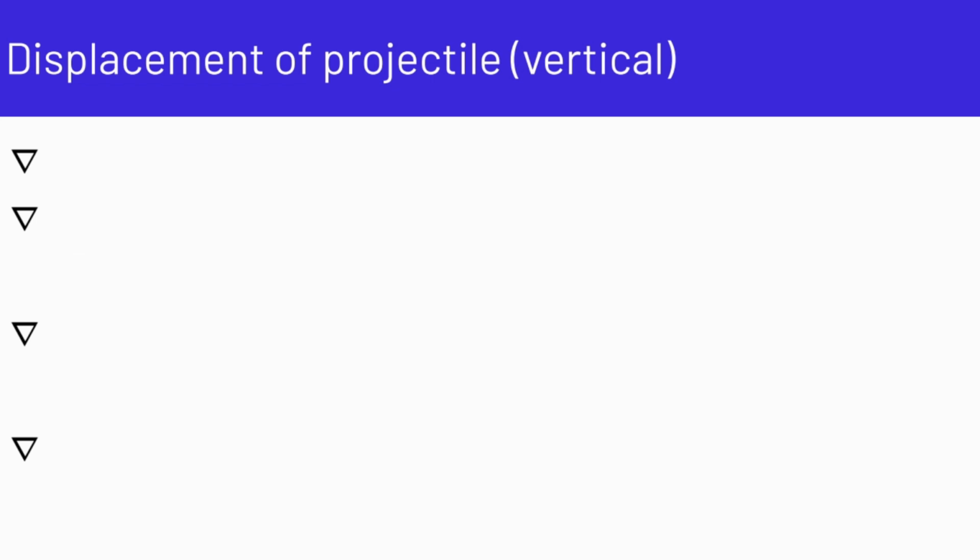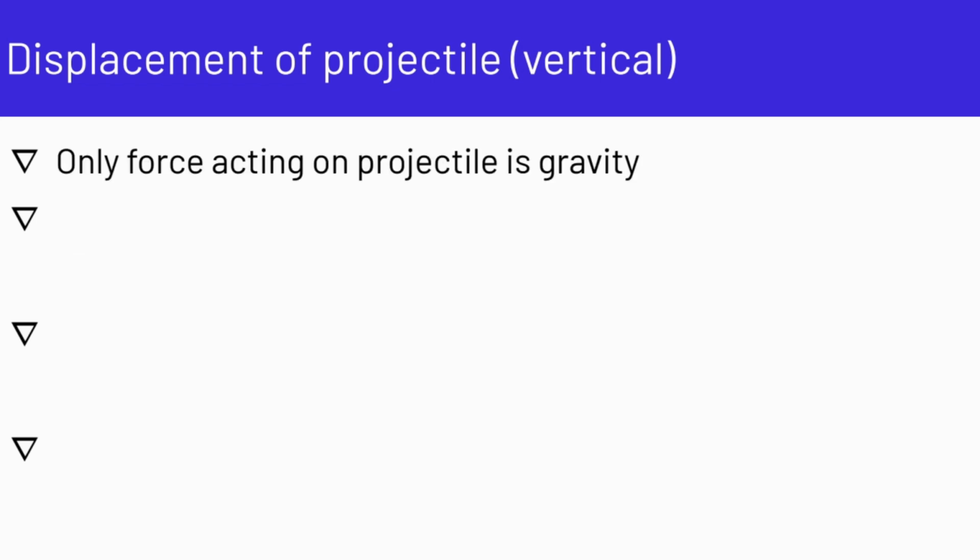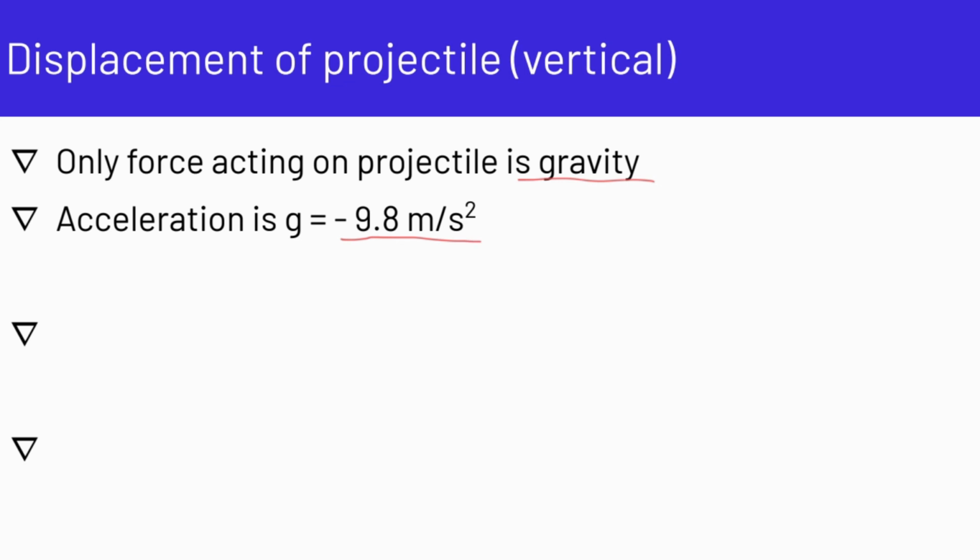The vertical displacement of projectiles is a little bit more complicated. So remember, the only force acting on a projectile is gravity. And the acceleration due to gravity is negative 9.8 meters per second squared. So the only acceleration acting on a projectile ever is going to be g, and that's minus 9.8 meters per second squared.